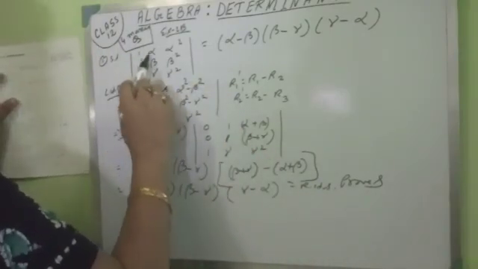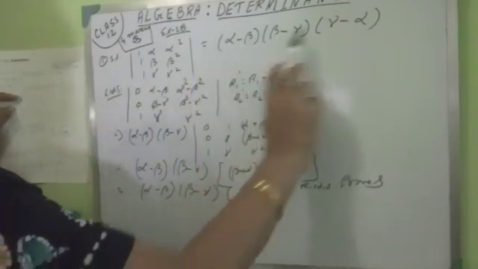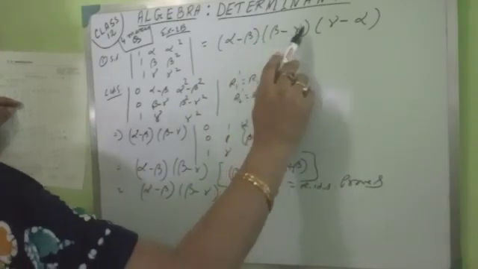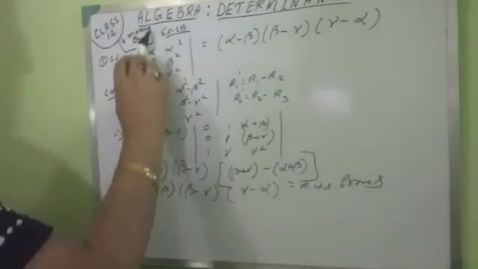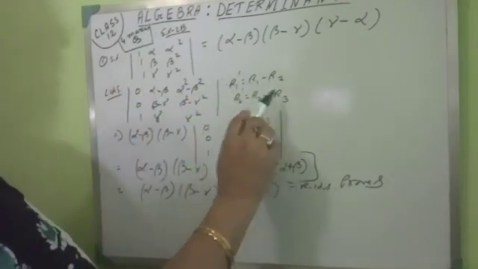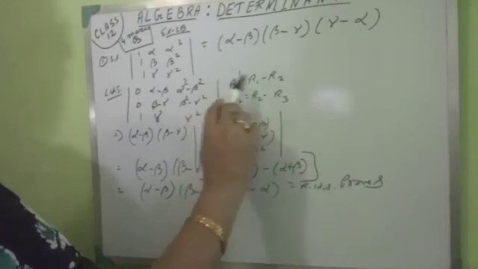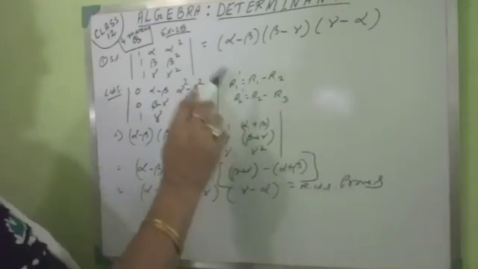Now we have to show that the determinant with rows 1, alpha, alpha square; 1, beta, beta square; 1, gamma, gamma square is equal to these three factors: alpha minus beta, beta minus gamma, gamma minus alpha. We will start with the left hand side, and first change R1 and then R2, that means R1 dash the new R1, R2 dash the new R2. Already I have said this in the last video.